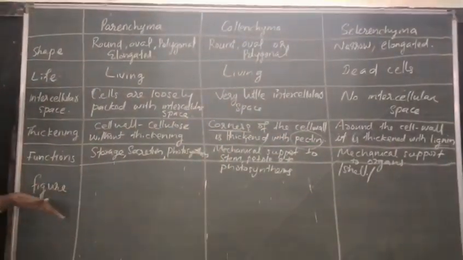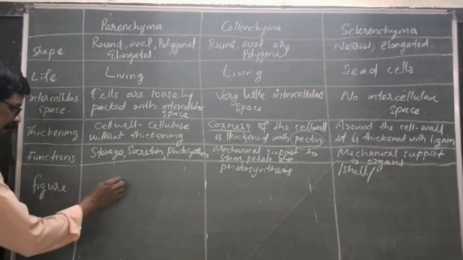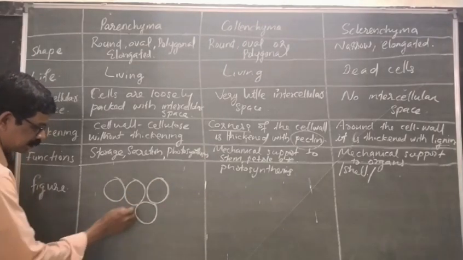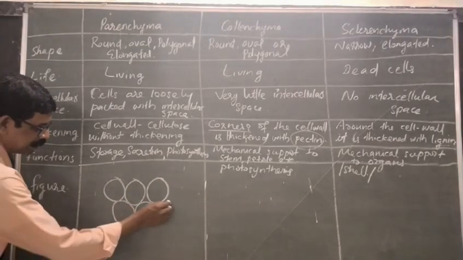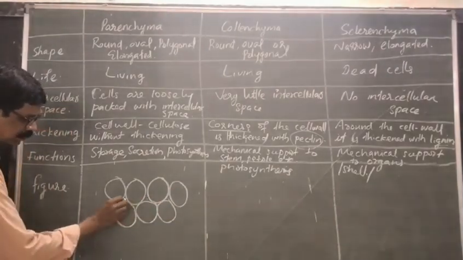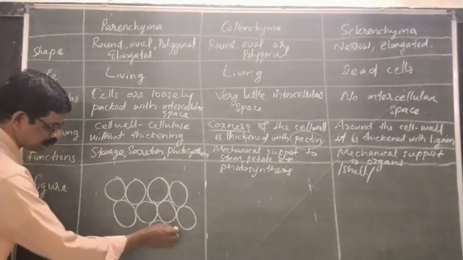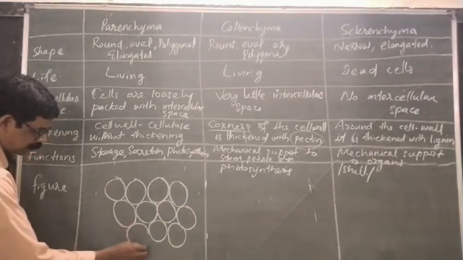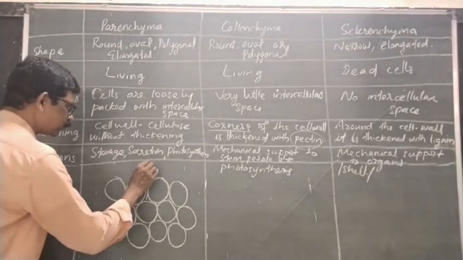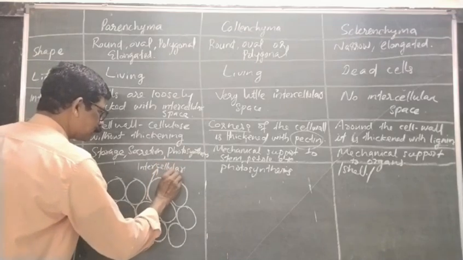Okay, now we can check the figure also. The cells in parenchyma are arranged with intercellular space, so it is very easy to draw. These spaces are called the intercellular space. These are the parenchyma cells, they are living cells, and these are intercellular spaces. So here in parenchyma we can see intercellular space.